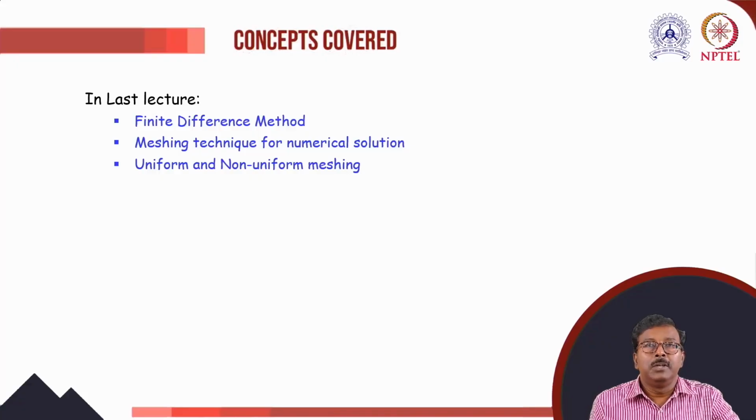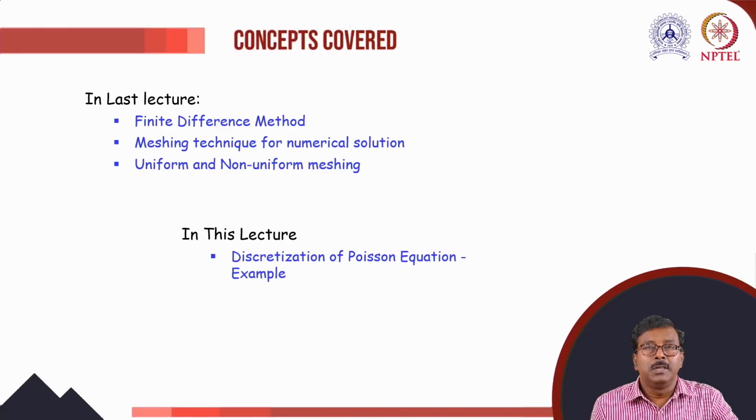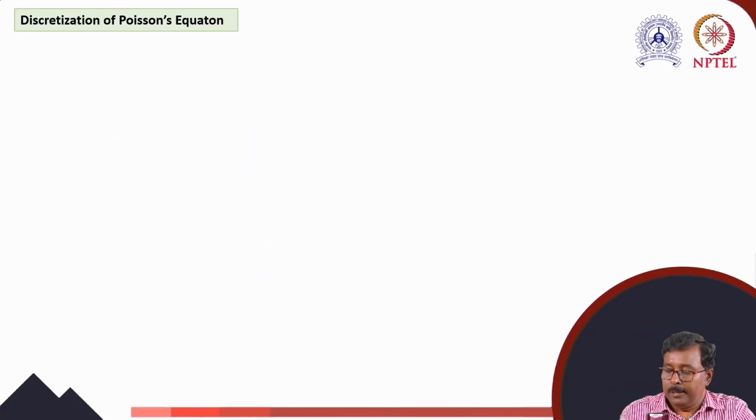In the last lecture, we discussed the meshing techniques, uniform and non-uniform meshing. We have discussed the advantage of non-uniform meshing. Also, you are familiarized with the notations used for discretization that will be used in this lecture. So, in this lecture, we will discretize the Poisson's equation using the notations discussed in the last class. Say, discretization of Poisson's equation.